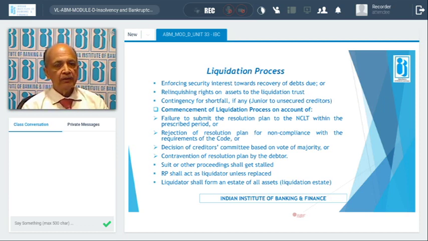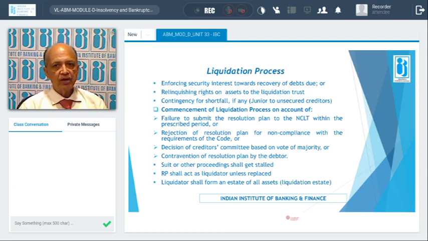During this period, all suits and any coercive action get stalled. No court can enforce anything. No suit or other proceedings shall be initiated, and everything will get stalled, whether it is 180 days or 270 days. Then the resolution professional shall act as liquidator unless replaced. If the RP is continuing, he can act as the liquidator for the liquidation trust. The liquidator can dispose of the assets and appropriate the proceeds among the creditors.